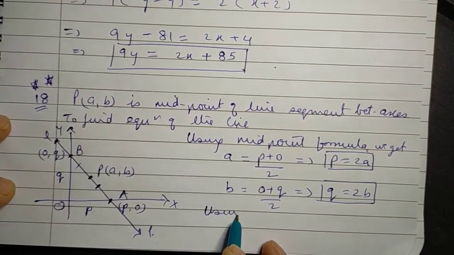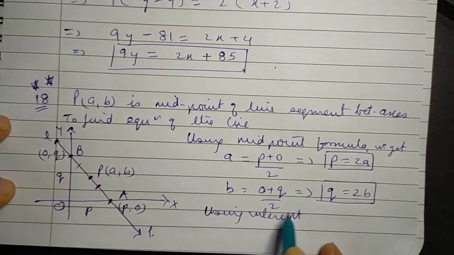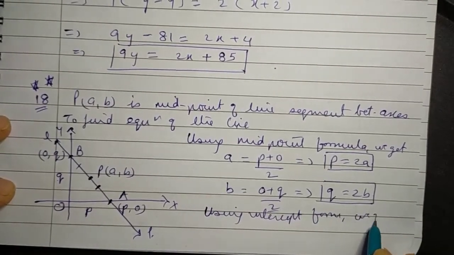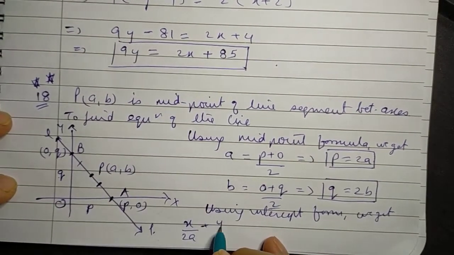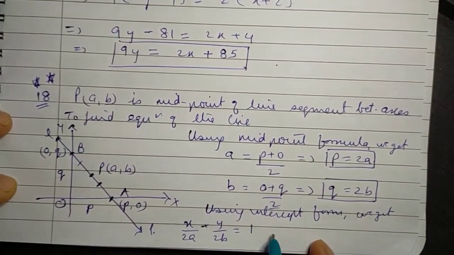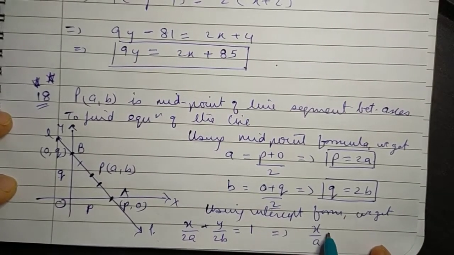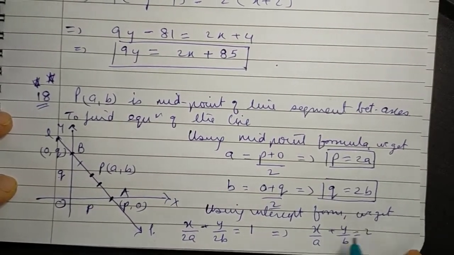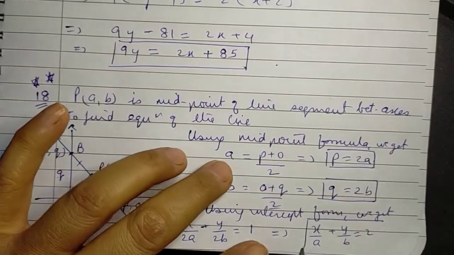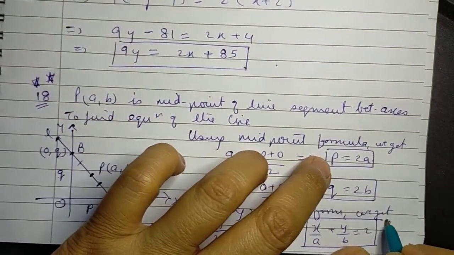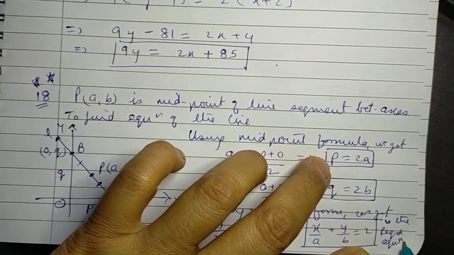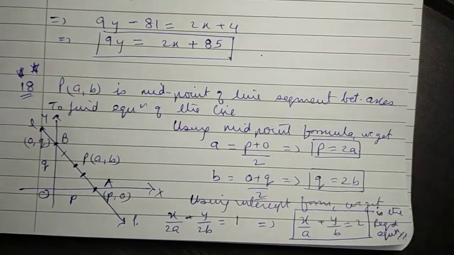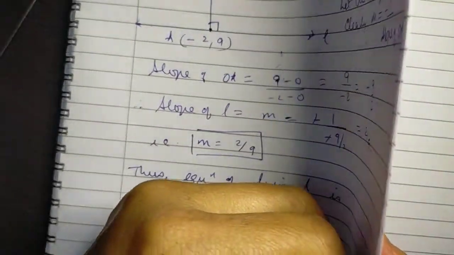So using the intercept form, we get x upon 2a plus y upon 2b is equal to 1, which gives us x upon a plus y upon b is equal to 2, which is the required equation. Hence proved.